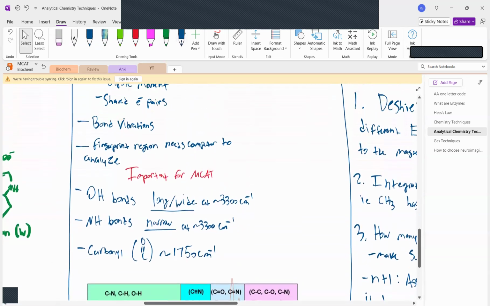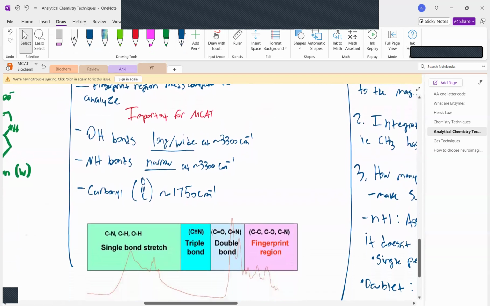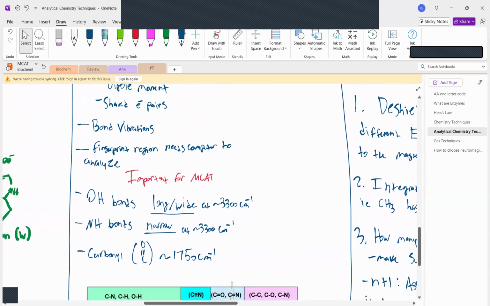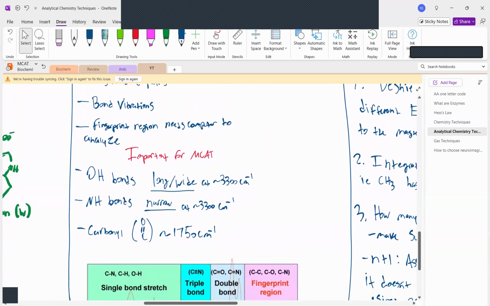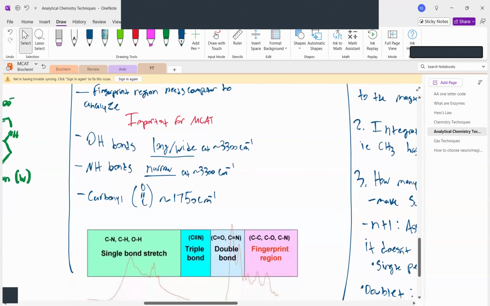Here are some that I think are really important for the MCAT that you need to have memorized, so when you look at an IR graph, you can just tell. You need to know OH bonds. OH and NH bonds are both around 3,300 centimeters to the negative one. The only difference is that OH bonds are wide, with a really wide peak, and NH bonds are narrow.